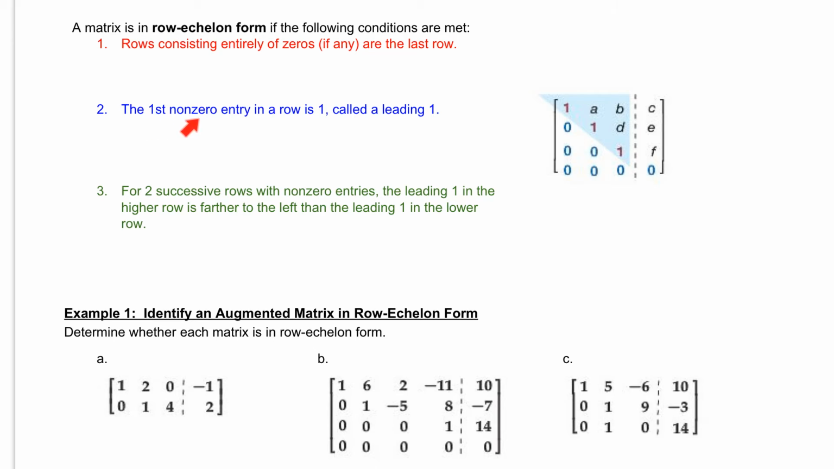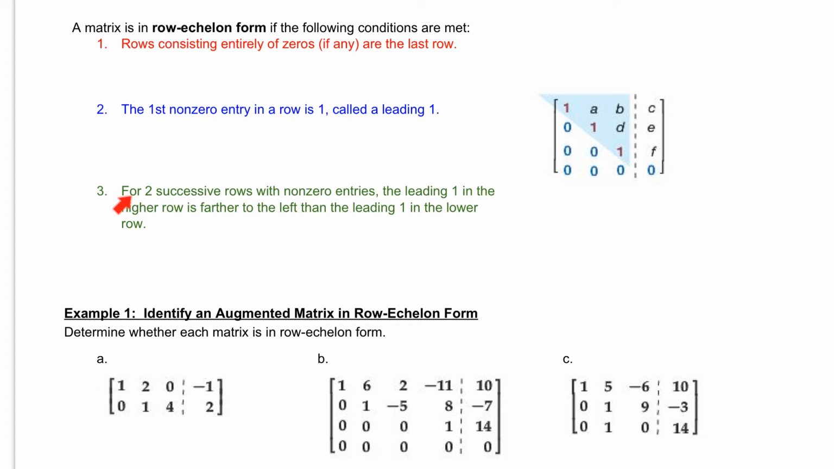Number 2, the first non-zero entry in a row is 1, and that's called a leading one. So if we take a look at the first row, 1 is the first one. In the second row, it starts with a 0, so the first non-zero entry is a 1. In the third row, we have a 0, and then again, the first non-zero entry is a 1.